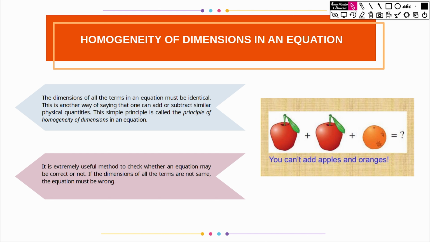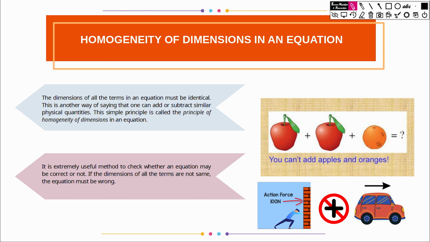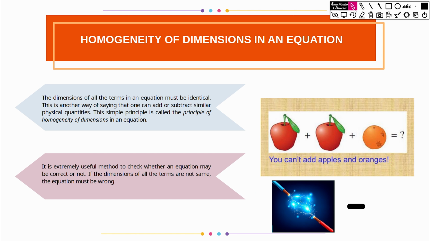An equation contains several terms which are separated from each other by the symbol of equality, plus or minus. The dimensions of all the terms in an equation must be identical. This is another way of saying that one can add or subtract similar physical quantities. Thus, a velocity cannot be added to a force, or an electric current cannot be subtracted from the thermodynamic temperature.